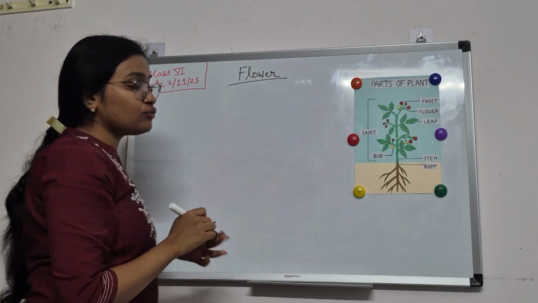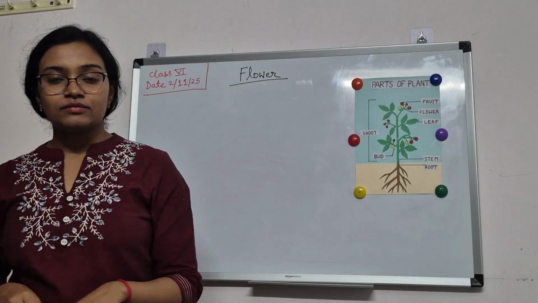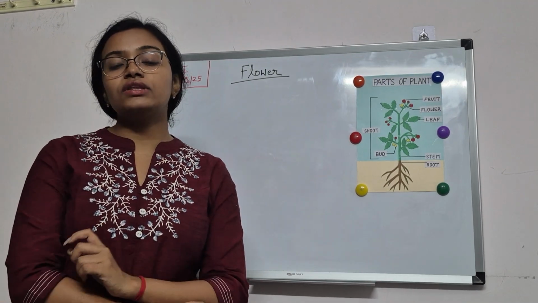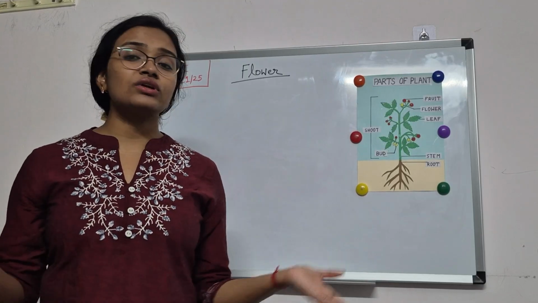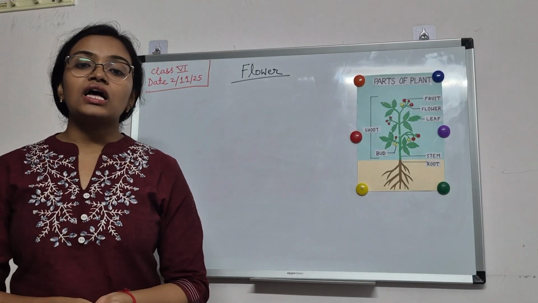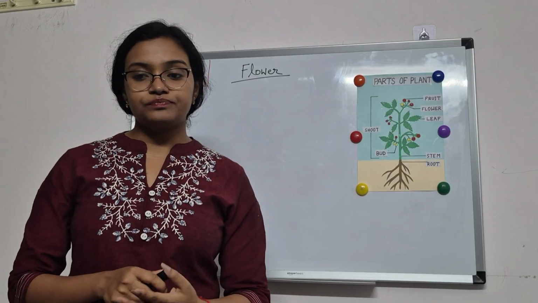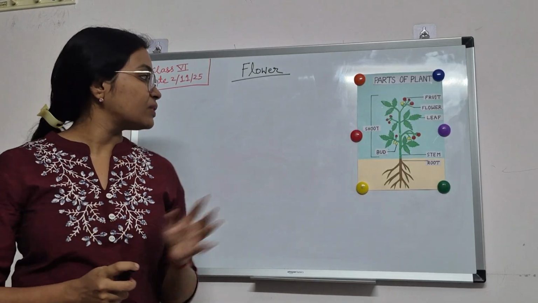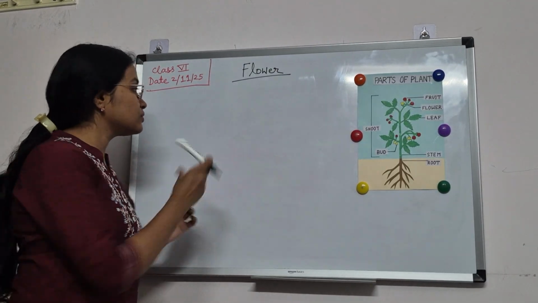You have seen different types of flowers in different plants, right? Different plants have different flowers with different shapes and colors also. We can see in our surroundings there are so many flowers, and their color and shape are also different. The flower is the reproductive part of the plant.